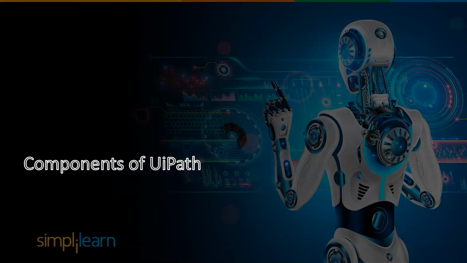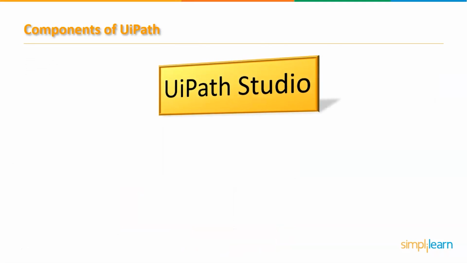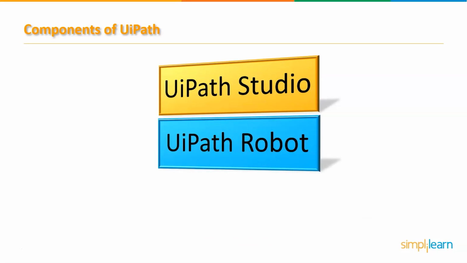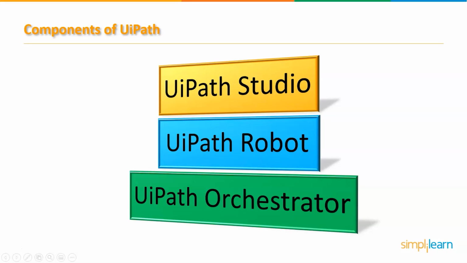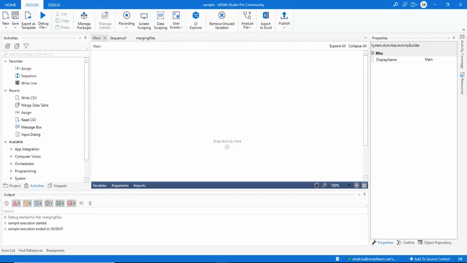Let's look at the components of UiPath. The first components we have are UiPath Studio, UiPath Robot, and UiPath Orchestrator. Let's look at them one by one. This is how UiPath Studio looks like. UiPath Studio is a user-friendly interface inside the tool that allows users to visually plan and design various automation processes through diagrams using drag and drop functionality. These diagrams are merely a structural reflection of specific tasks that must be completed.